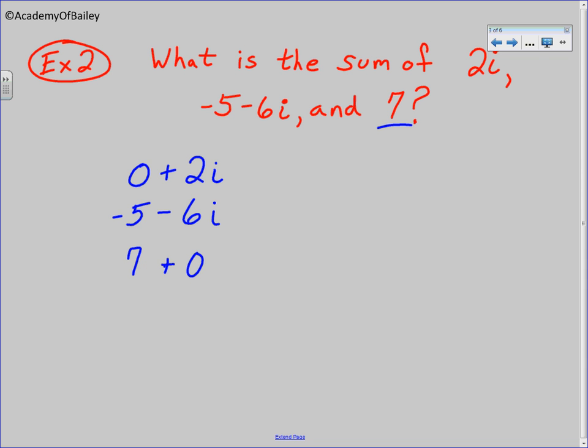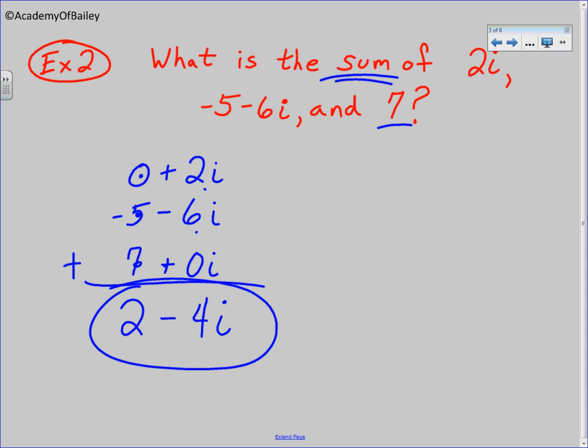And if you imagine it to have the 0i there, that would help you line things up. Now, I'm doing it vertically. You can do it horizontally if you choose. This says sum, so we're going to put a plus sign here. 0 plus negative 5 plus 7 is 2. Then 2 plus negative 6 plus 0, 2 plus negative 6 is negative 4i. And there's the sum of those three numbers.